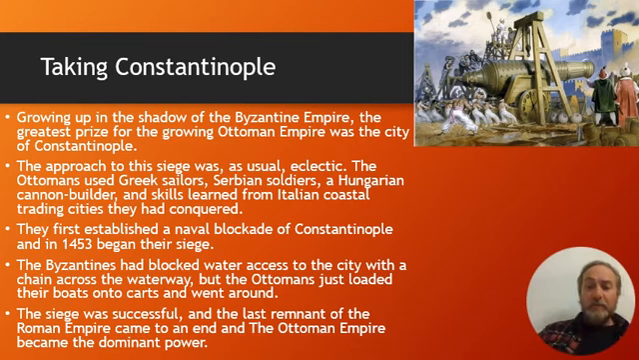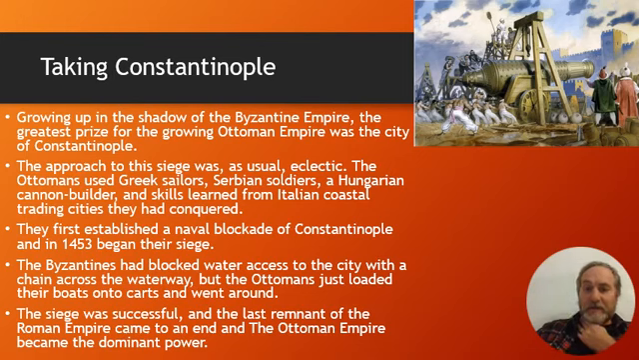So it was an impressive undertaking. If you may recall, Constantinople is placed to be difficult to conquer. Many had tried for 1,000 years. So it's the Ottomans that finally do it, using, again, an eclectic mix: Greek sailors, Serbian soldiers, a Hungarian cannon builder.